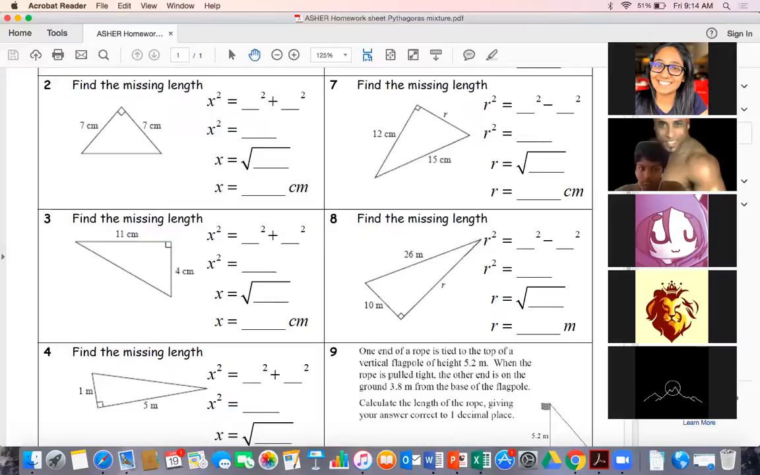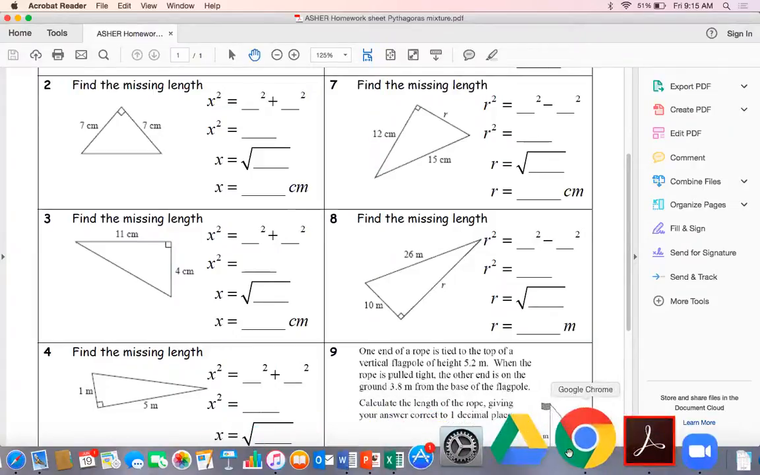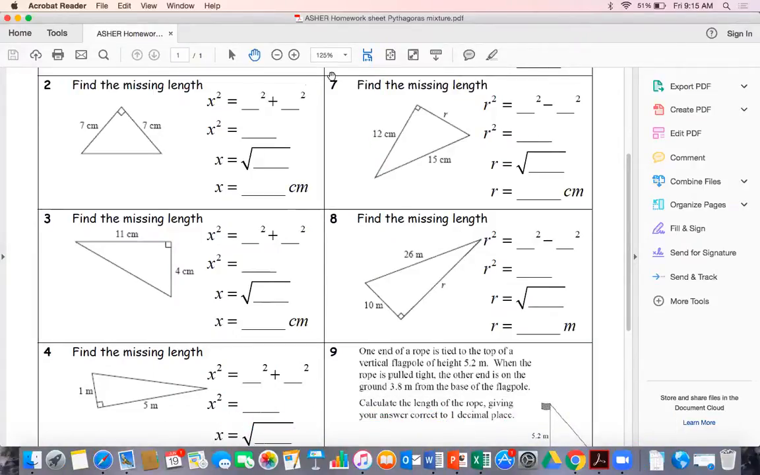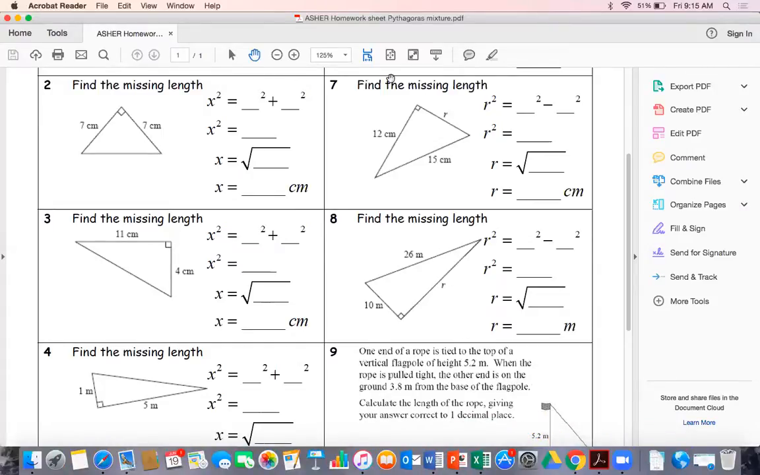So what else is there? Celeste, number 7, what do you get for your answer? She gets 9. Do you all get 9? Yeah. Okay. So number 7 is 9. Number 8, Judith. What's number 8?